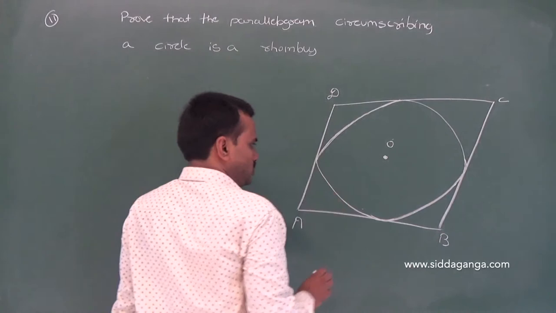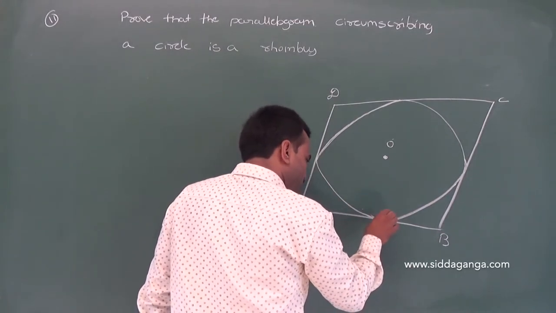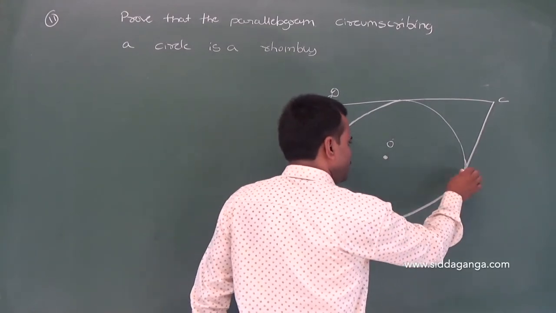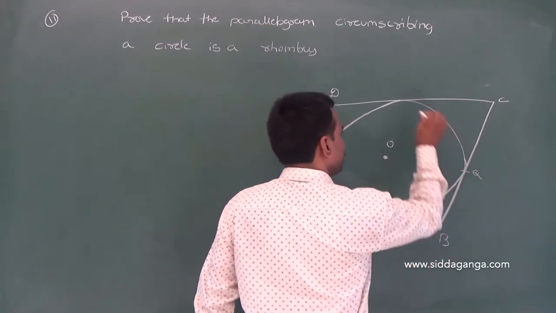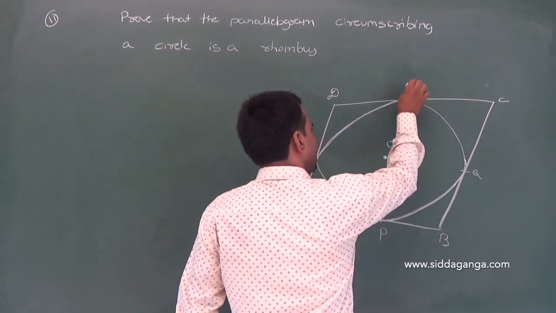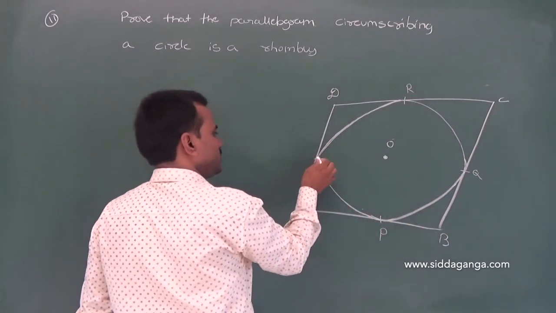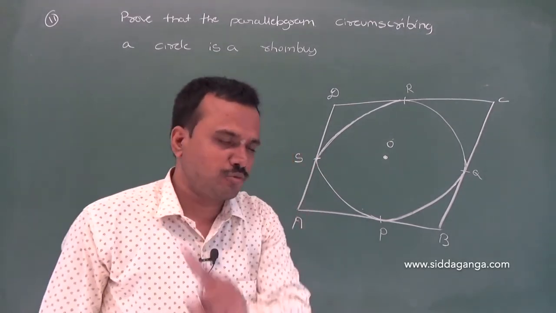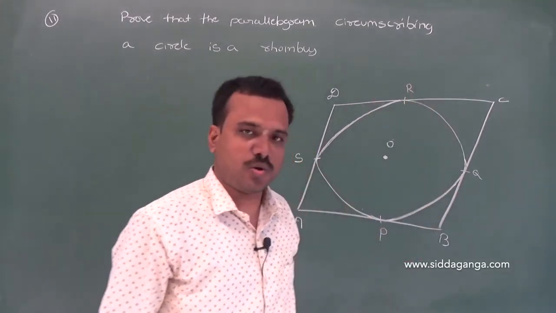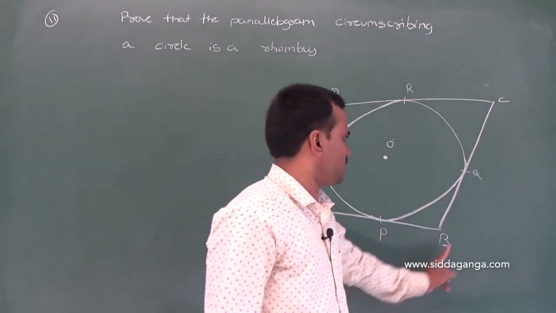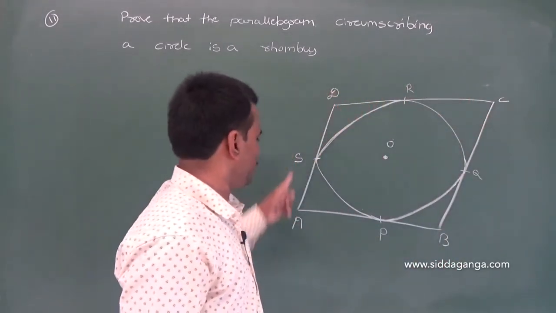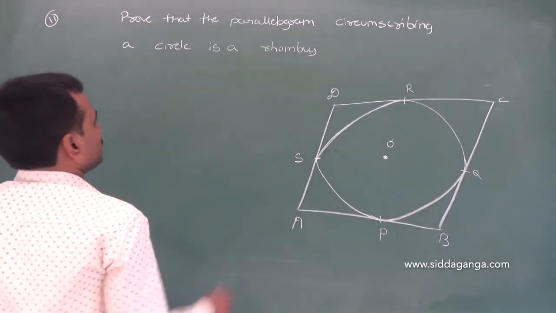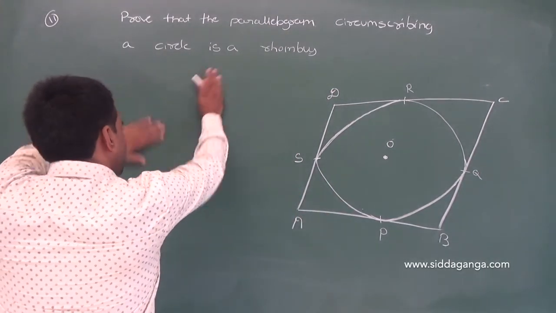Okay. So the circle will touch AB at P, BC at Q, CD at R, AD at S. Okay. What we have to prove? ABCD is a rhombus. Means AB is equal to BC is equal to CD is equal to AD. Correct now? So, we prove by theorem method.